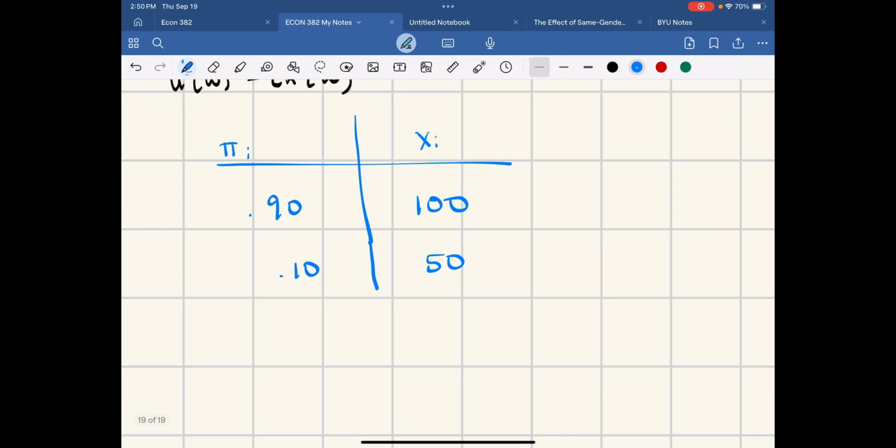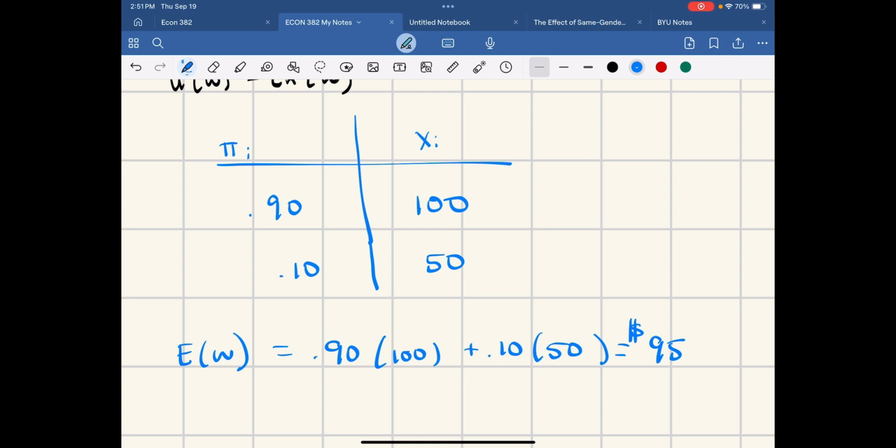So we can use this now to calculate the expected wealth. And that is simply 0.90 times 100 plus 0.10 times 50, and this is equal to $95. So that is the expected wealth.